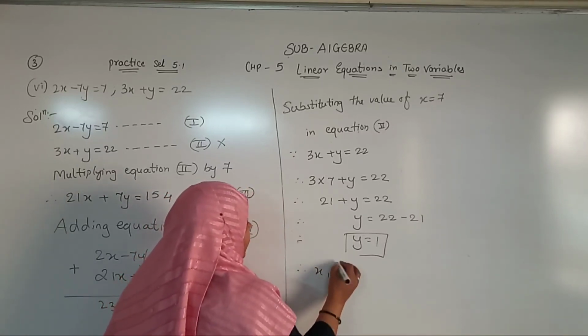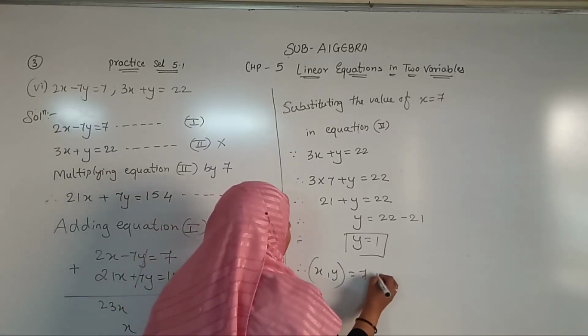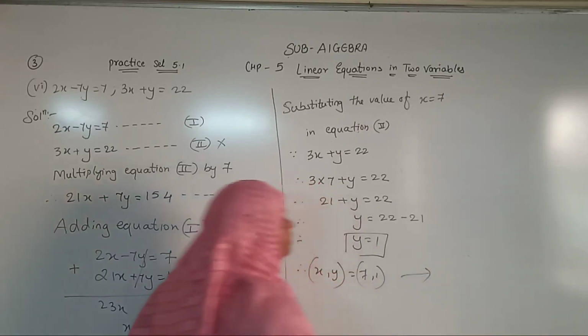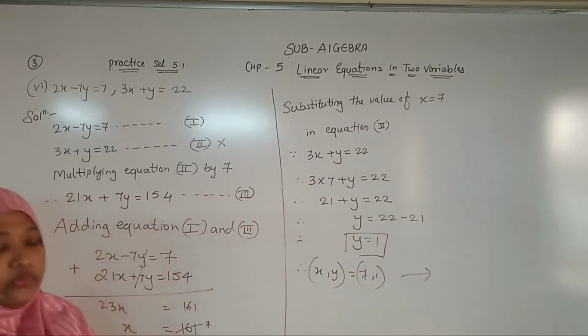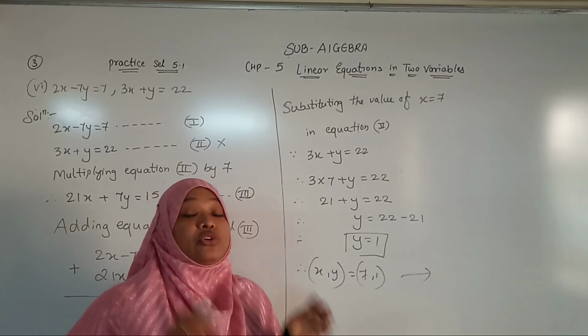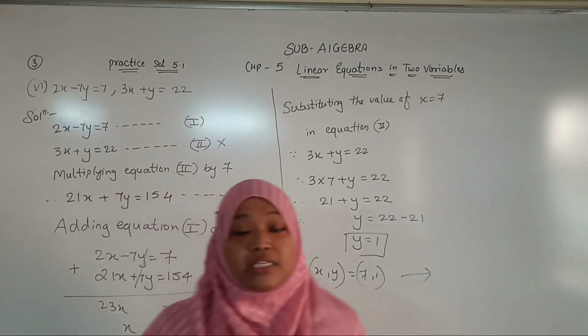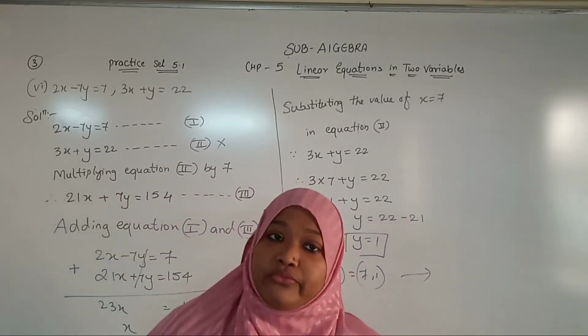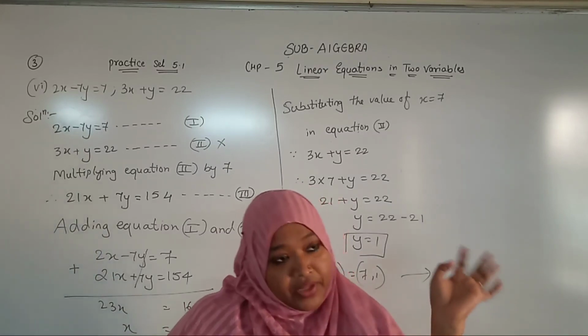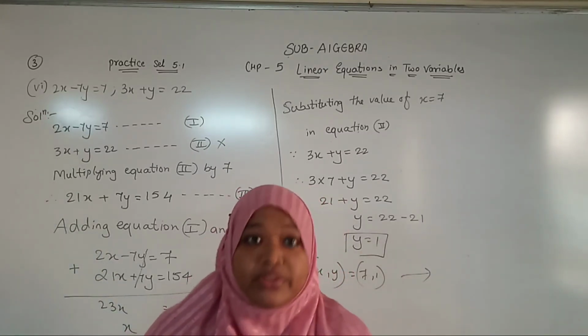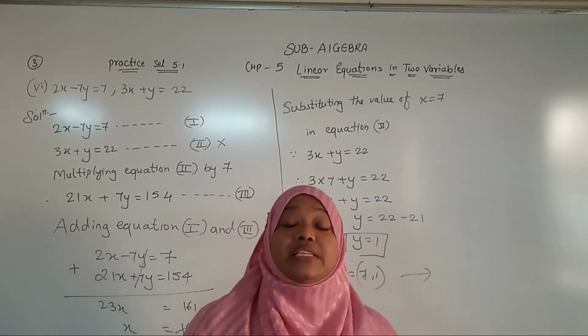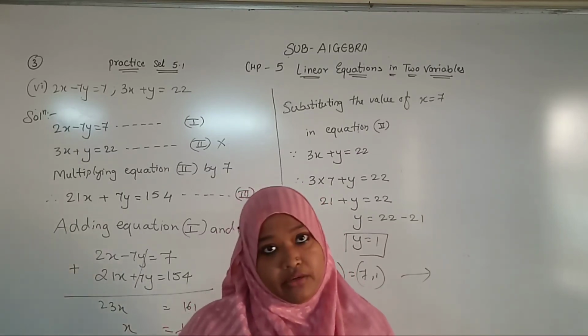Lastly, x and y equals 7 and 1 is the solution of the given equations. So this is our last question. In the entire exercise we have learned and solved 6 different questions using different methods.